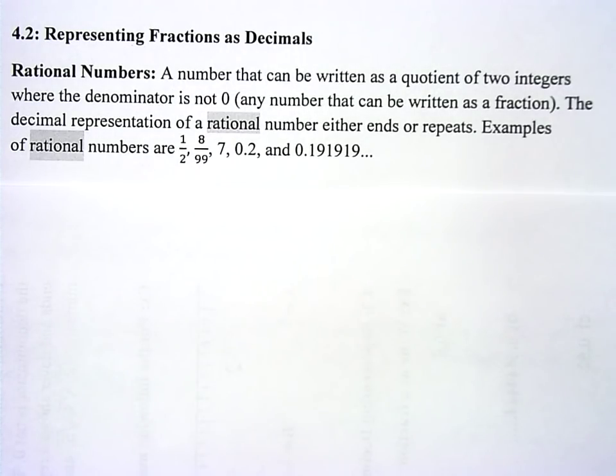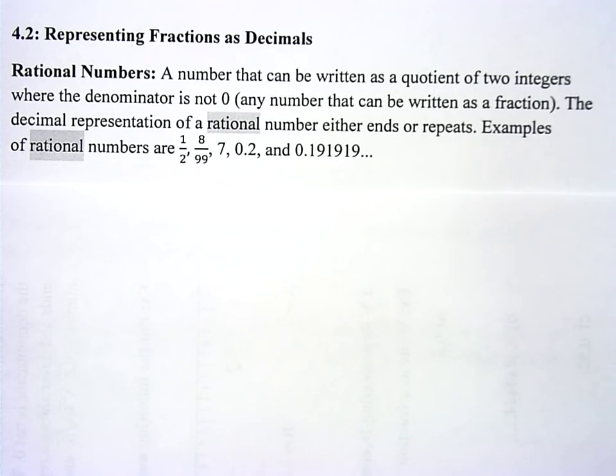Hi, today's lesson is about the relation between fractions and decimals and about rational and irrational numbers, which goes with your day 3 assignment. Rational numbers are numbers that can be written as a quotient of two integers where the denominator is not 0. Actually, to make it quite simple, any number that can be written as a fraction is a rational number. If you take a number and write it in decimal form, then the decimal form of that number has to either end or repeat.